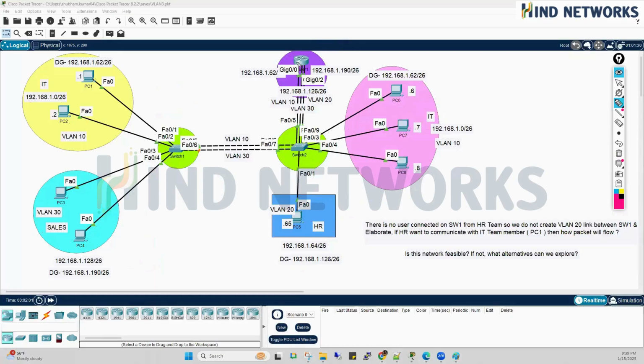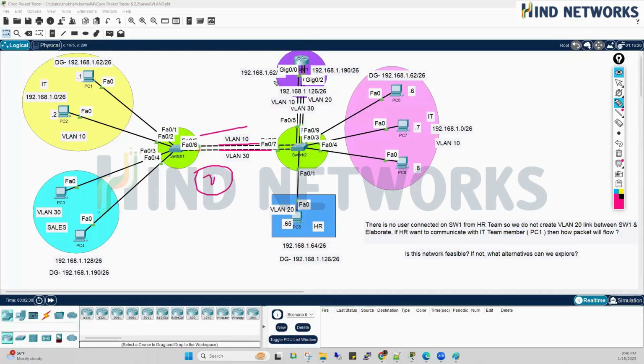And here between the switches and router, how many links are you using? 1, 2, 3. 3 links are there. One link will be for VLAN 10, one link will be for VLAN 20, and the third link will be for VLAN number 30. Getting my point, everyone? Yes or no? Right? Now, again here, between these two switches, how many links do we have? Two links are there. One link for VLAN 10 and one link for VLAN number 30. There is no link for VLAN number 20.